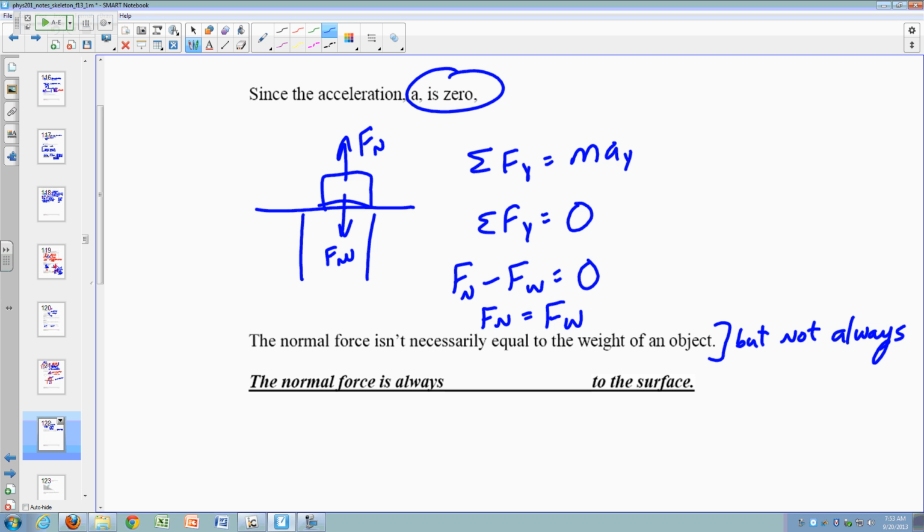I could just push down on it, right? If I push down on top of it, that would increase the normal force. So for example, if I added a force F on the top of it, pushing down, then I would have Fn minus Fw minus F equals 0. So Fn would equal Fw plus F. Or I could decrease the normal force by pulling up on it slightly, but with a force that's less than the weight, and that would decrease it.